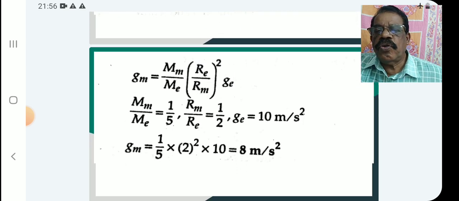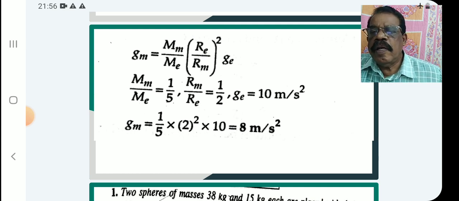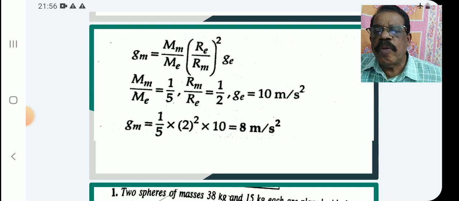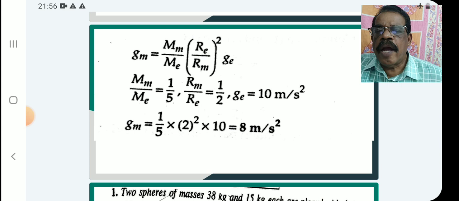That is g M is equal to, cross multiply, g M is equal to m by m E into R E by R M square into g E. m by m E is 1/5. R M by R E is 1/2. g E is 10 meter per second square. Therefore g M is 1/5 into 2 square into 10, because R M by R E is 1 by 2, so R E by R M is 2. 8 meter per second square is the answer.